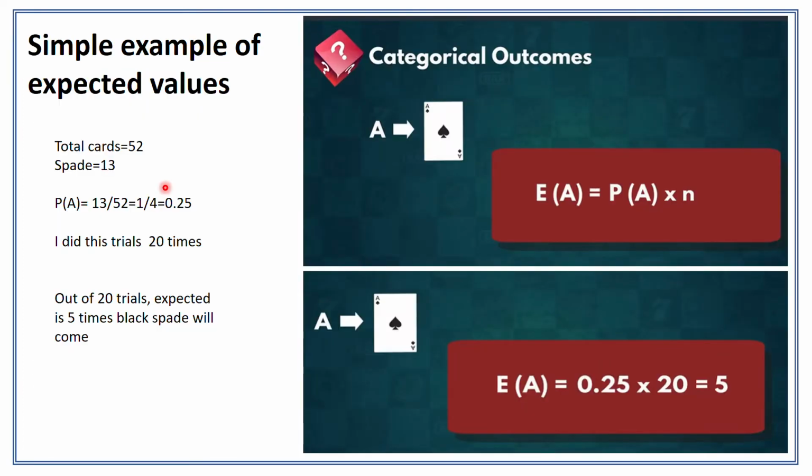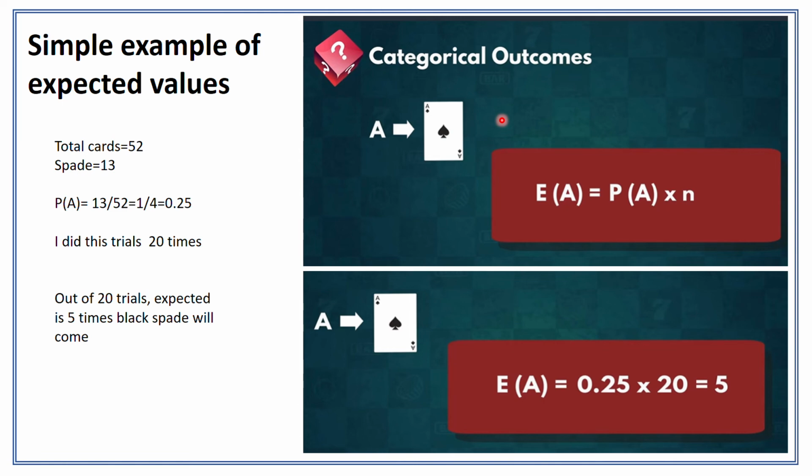Now we will take one very simple example. There are times when there are categorical outcomes. Categorical means outcomes which are well defined. Like this: the aces will be 4 only in this, and spades will be 13. These black cards are 13. So 2 black and 2 red suits will be 13, 13, 13, 13, a total of 52 cards.